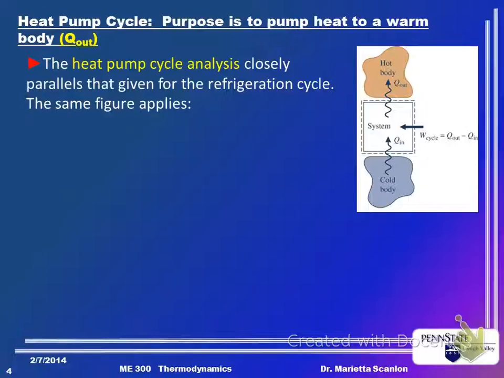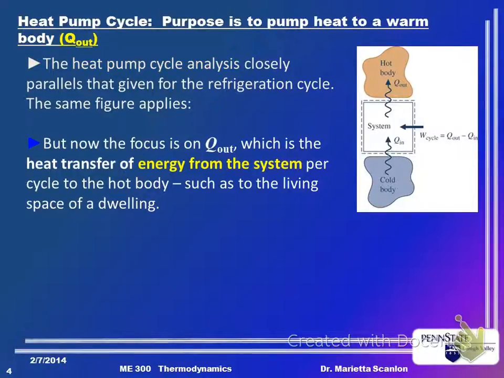So this would be your room in the winter. This would be the heat pump that's outside in the cold. And this would be the atmosphere, which is cold. And you're pulling the heat into the room and taking advantage of that. Okay? So focus on Q out, which is energy from the system.